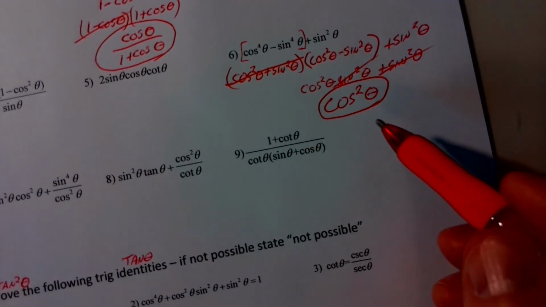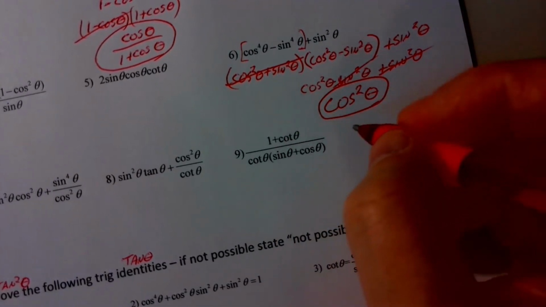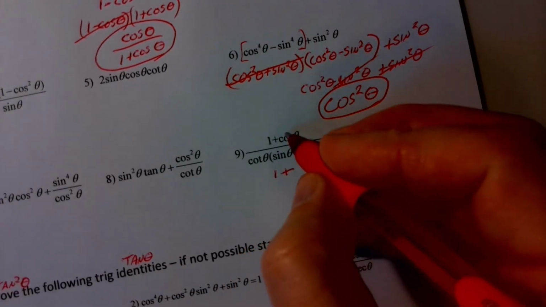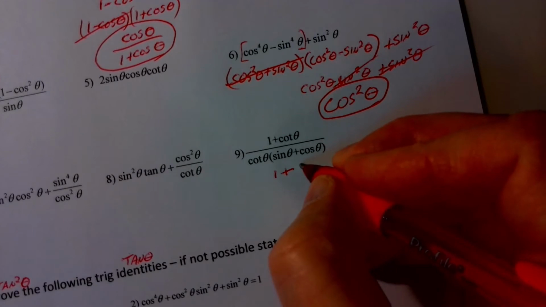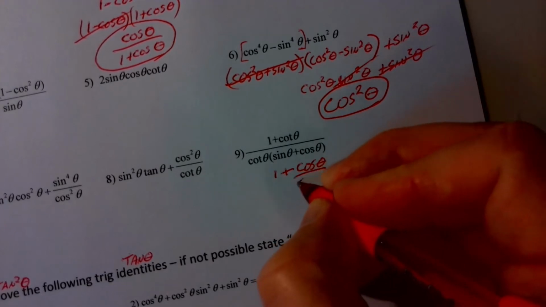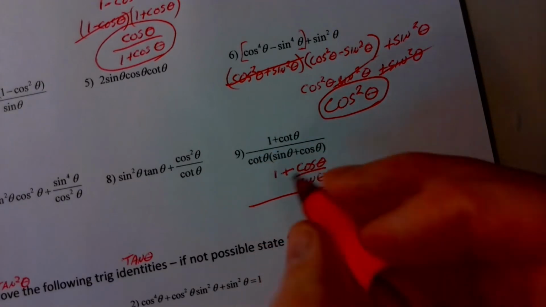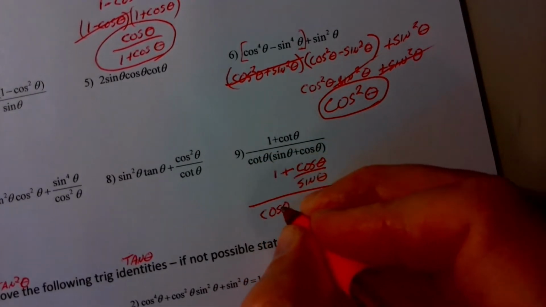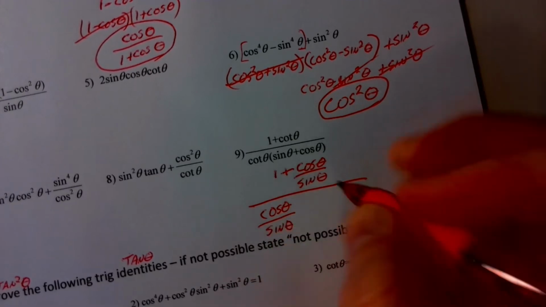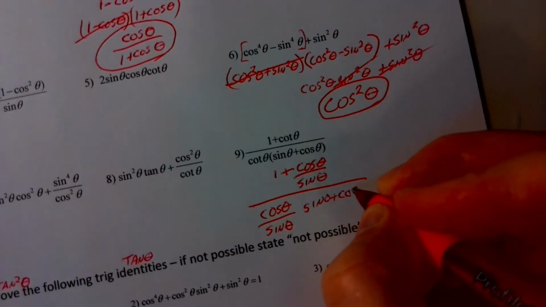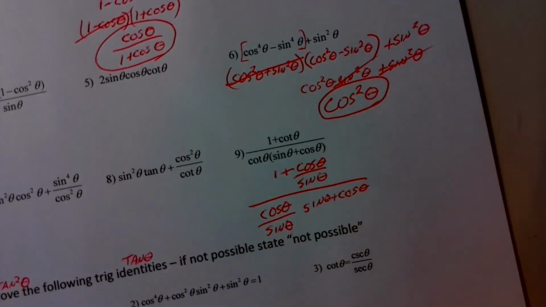Okay, so what I'm going to do right now is try and do denominator and numerator separately. So I'm going to rewrite 1 plus, this is the numerator, 1 plus cotangent theta as 1 plus, and use its reciprocal identity, 1 plus cosine theta over sine theta. And now my denominator, I'm going to do cotangent theta right here as cosine theta over sine theta times sine theta plus cosine theta, like that. And you can use x's if you don't like writing all these thetas.